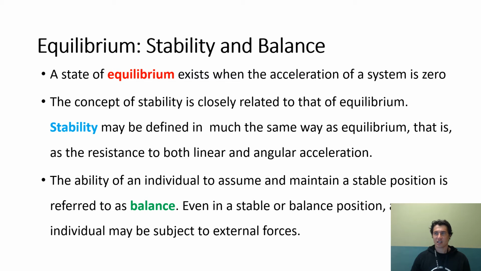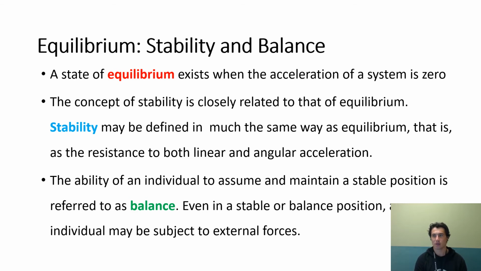Okay, the next part is equilibrium. Equal meaning the same, and we're going to look at stability and balance. A state of equilibrium exists when the acceleration of a system is zero. So a system could be an object or a body. The concept of stability is very closely related to equilibrium. Stability may be defined in much the same way, that is, as the resistance to both linear and angular acceleration.